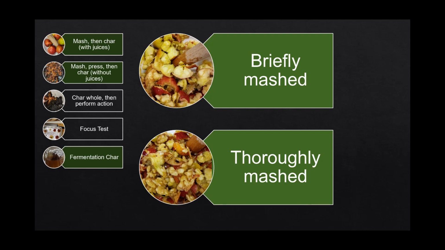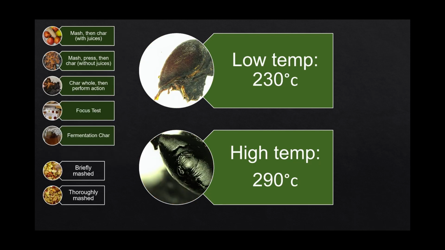Of the processes requiring mashing of the apples, each will include batches of briefly mashed material and thoroughly mashed material to account for the processing variables. All experimental series will have separate batches for the charring variables. Low temperature charring to be run at 230 degrees Celsius and high temperature charring at 290 degrees Celsius. As this experiment is being conducted as controlled, the charring process is using a laboratory oven.